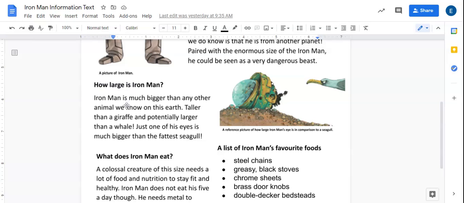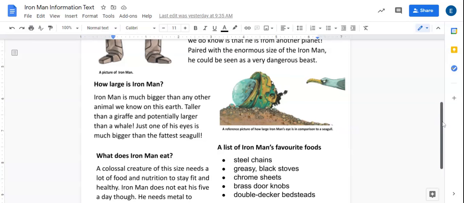Now, directly underneath, you can see this chunk of writing. Well, the chunk of writing is called a paragraph. So we know that the chunk of writing directly underneath the subheading is going to be about how large the Iron Man is, because the subheading tells us what the information in the paragraph underneath is going to be about. Let's have a look at another example.